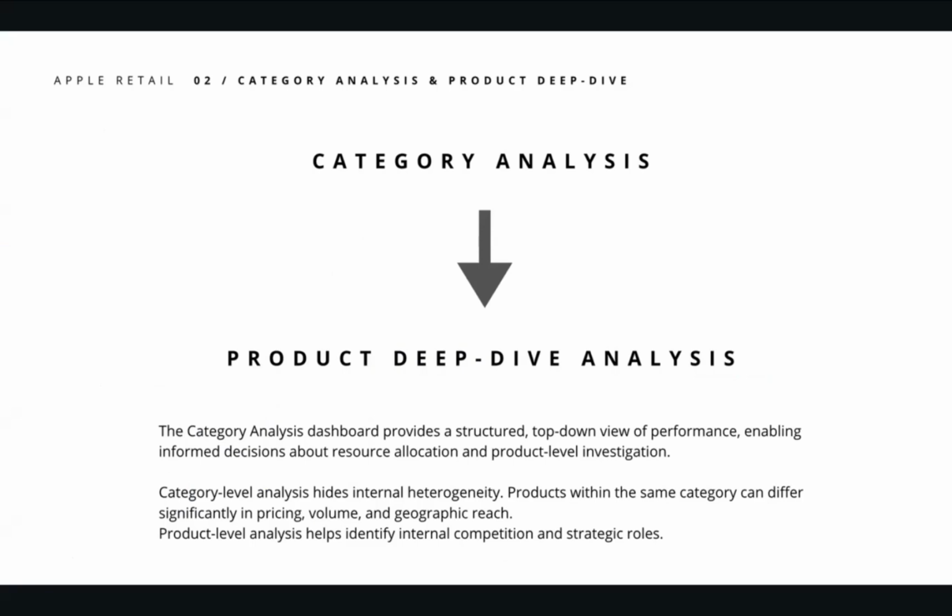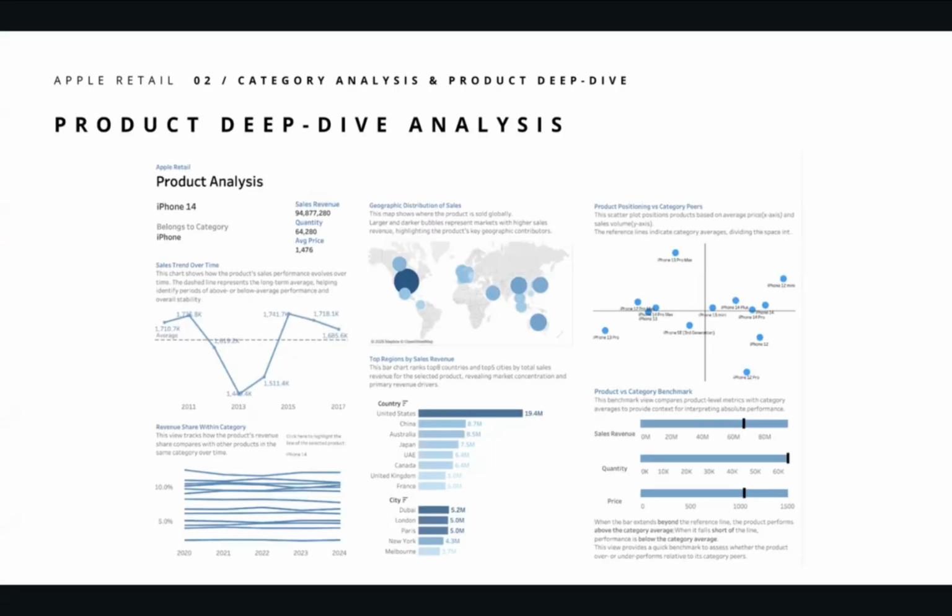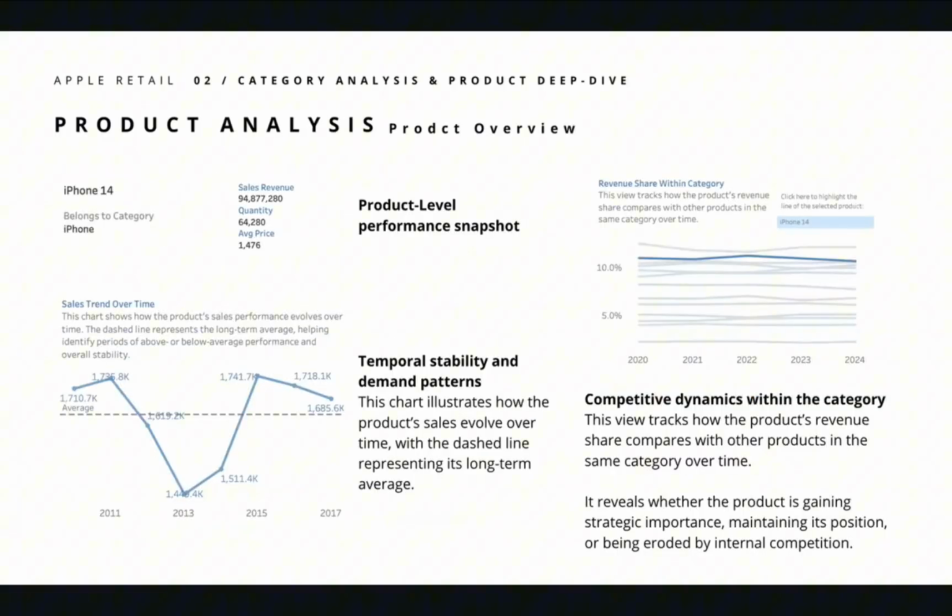Category analysis helps us with portfolio allocation, but product level analysis is required to understand drivers, positioning, and strategic roles. Then I will go with product deep dive analysis. On the left, we start with a product level snapshot showing revenue, quantity, and average price. Below, the sales trend over time illustrates how the product performs relative to its own long-term average.